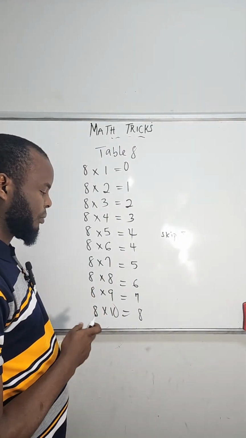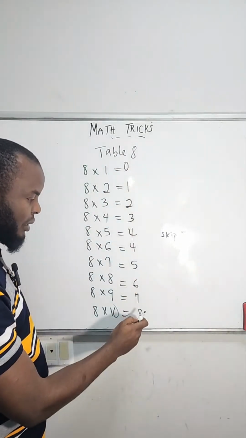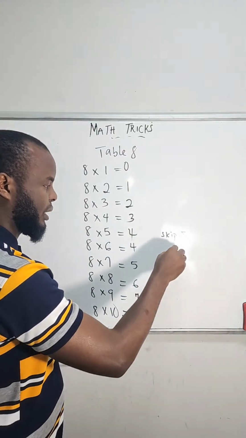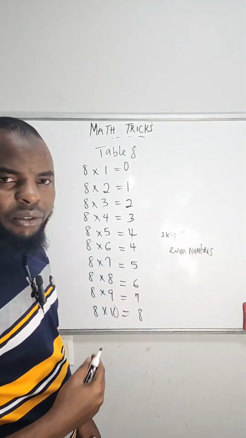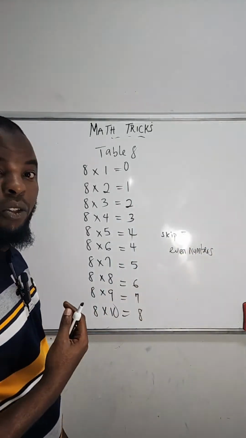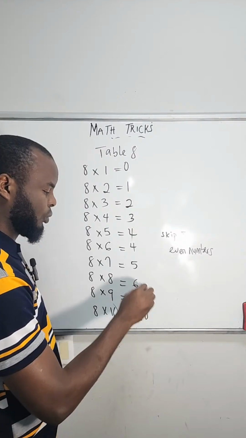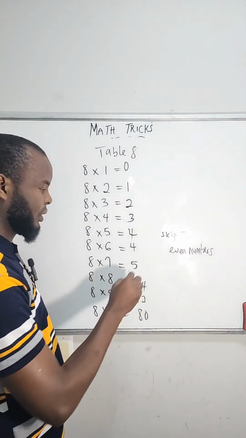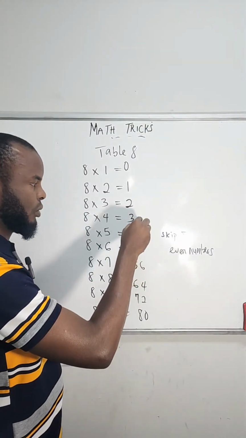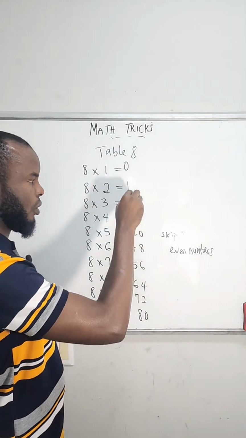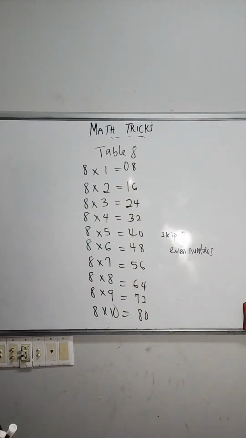Now, what is the next thing to do? Here, we are going to work with even numbers. The first one is to write from 0 down here. Now, we work with even numbers. I believe you know what even numbers are. Even numbers are numbers that can be divided by 2. Now, you start with 0, 2, 4, 6, 8. Next, again, you start from 0, 2, 4, 6, 8. Do you get the trick?